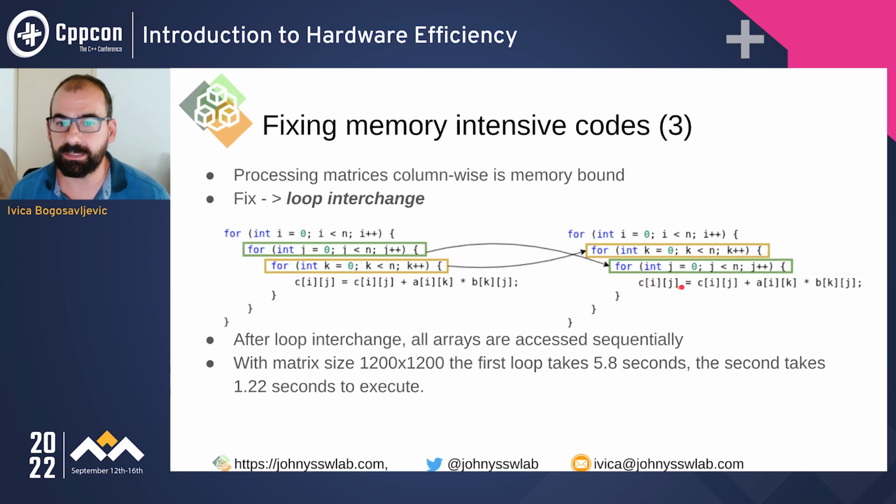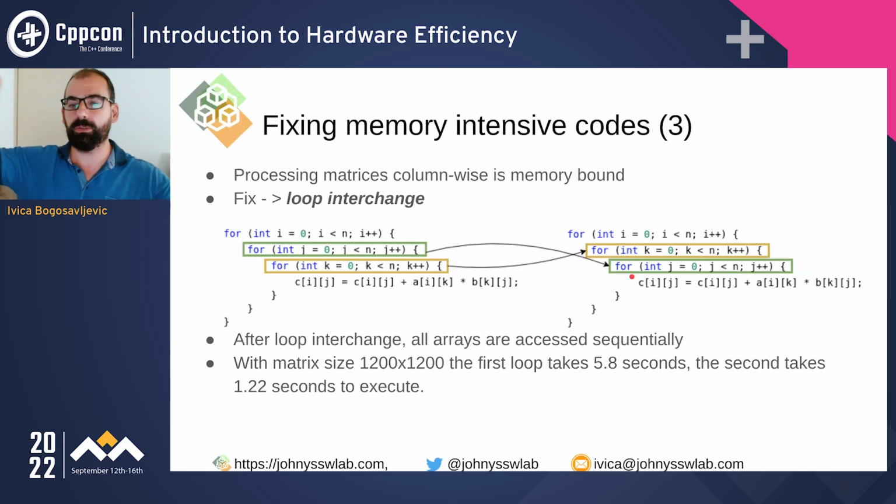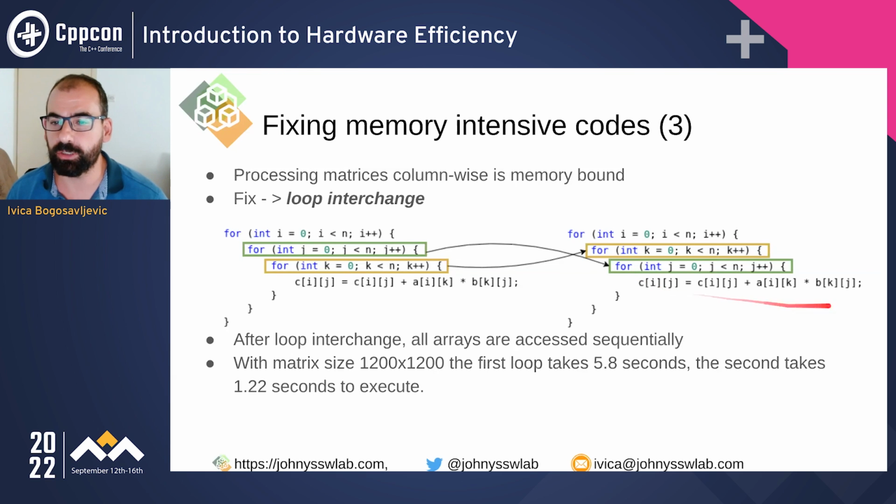And this code does not have this huge jump. This code is actually computationally intensive compared to this one, which is memory intensive. And this code actually runs several times faster. So with the matrix size 1,200 times 1,200, the first loop takes 5.8 seconds. The second takes 1.22 seconds. So about 4 times faster.